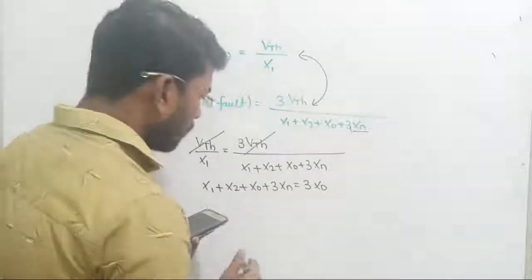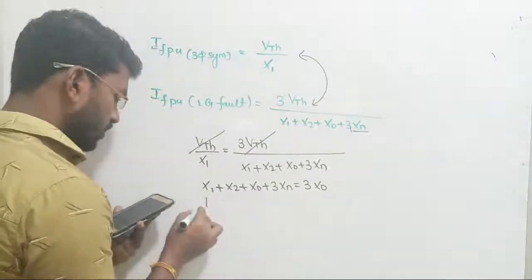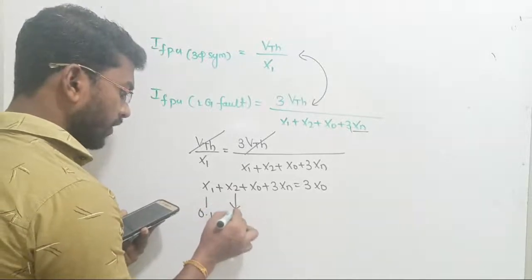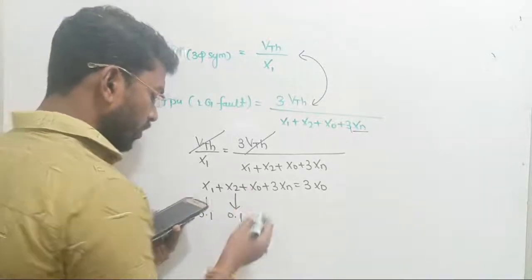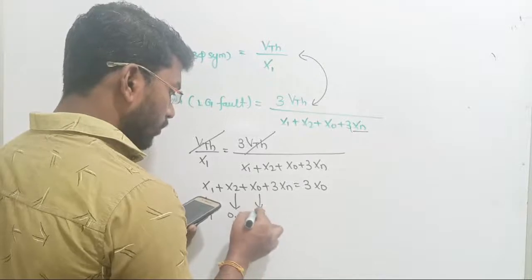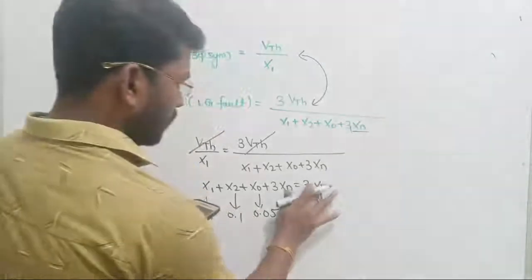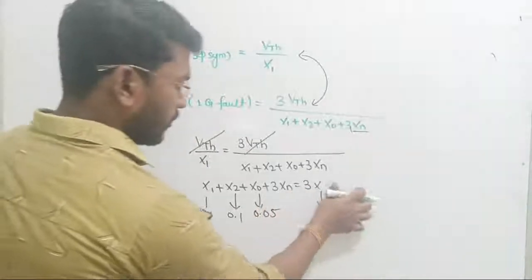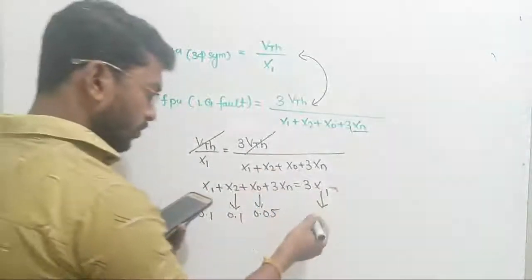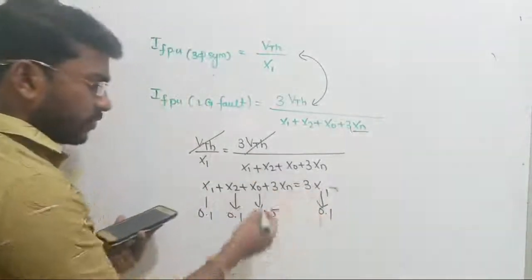என்ன கொடுத்திருக்காங்க? Positive reactance is given. x1 is how much? 0.1. Positive negative equal to சொல்றாங்க 0.1 0.1. Zero sequence எவ்வளோ? 0.05. இது 0 sequence ஆ? No, இது positive sequence. Guys, here I made mistake. Track பண்ணிக்கோங்க. x1 is how much? 0.1. அப்படியே இதை சப்ஸ்டிட்யூட் பண்ணுங்க.